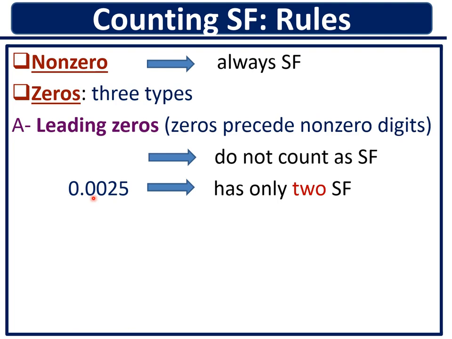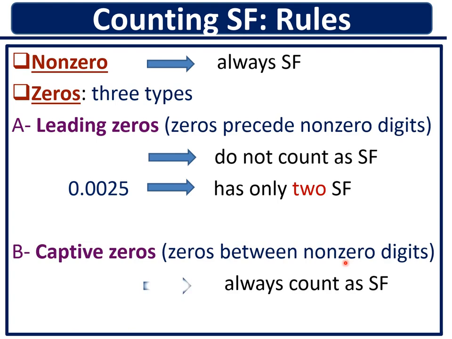Number two is the captive zeros, which are zeros between non-zero digits. These captive zeros are always significant. And this is an example. How many significant figures do we have in this number? Four. Why? Because all non-zero digits are significant, and captive zeros are always significant.